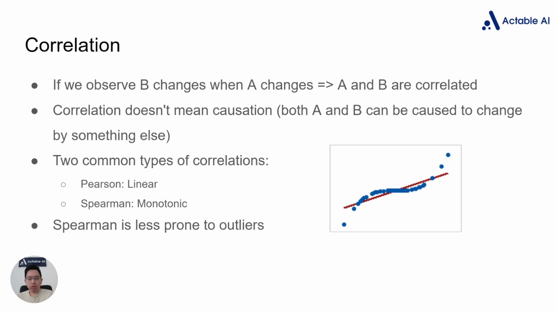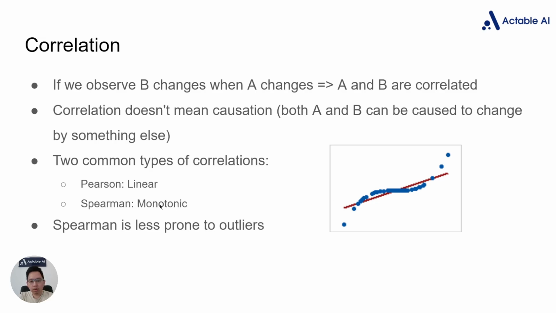So there are two common types of correlation. The first one is Pearson correlation, that indicates the linear relationship between two variables. On the right hand side, the red line here is an example of a perfect Pearson correlation, where we see the data points increasing linearly.